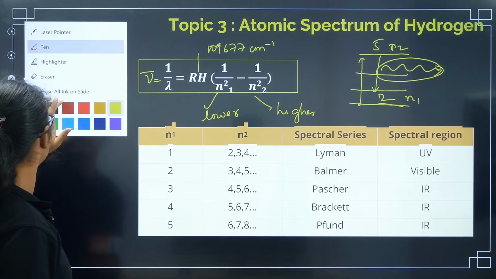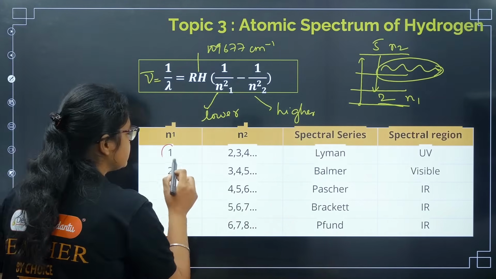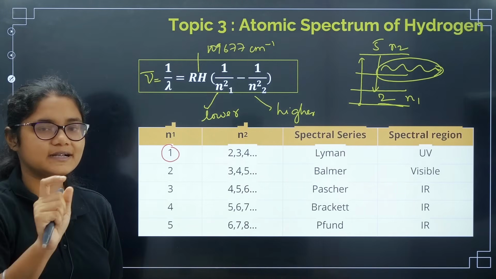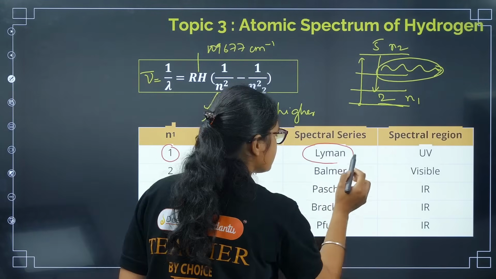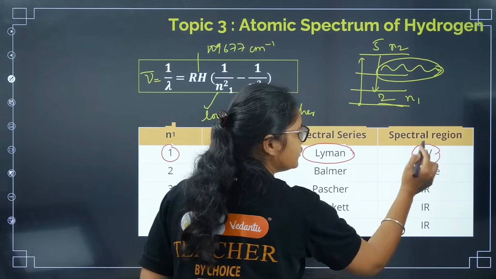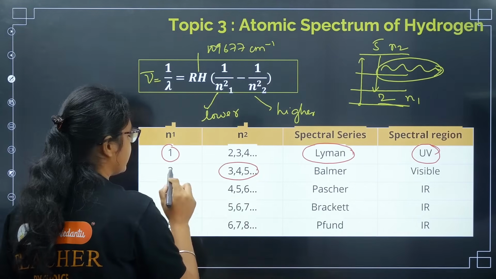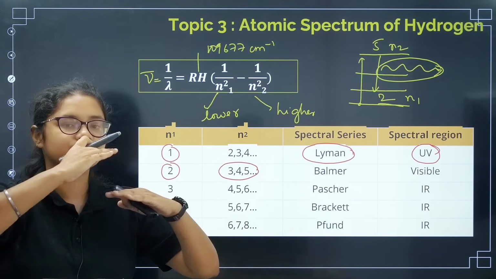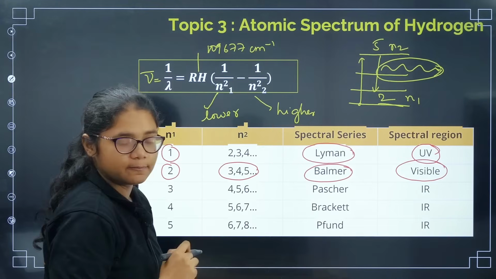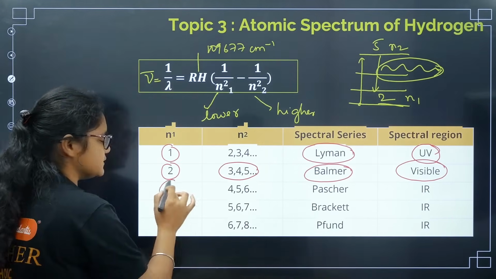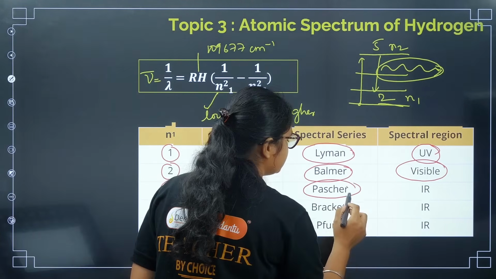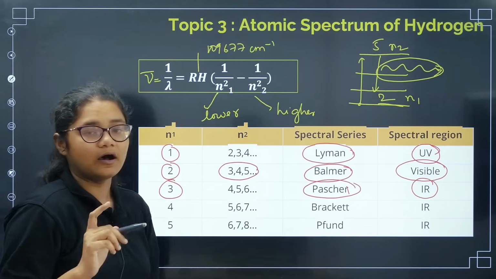If the electron ends at N1 equal to 1, the first orbit, then we call it the Lyman series. The emitted radiation from any level to the N1 level lies in the UV region. If it ends at the second energy level, we call it the Balmer series, and this comes in the visible region. If the radiation ends at the third energy level, we call it the Paschen series, and this falls in the IR region.